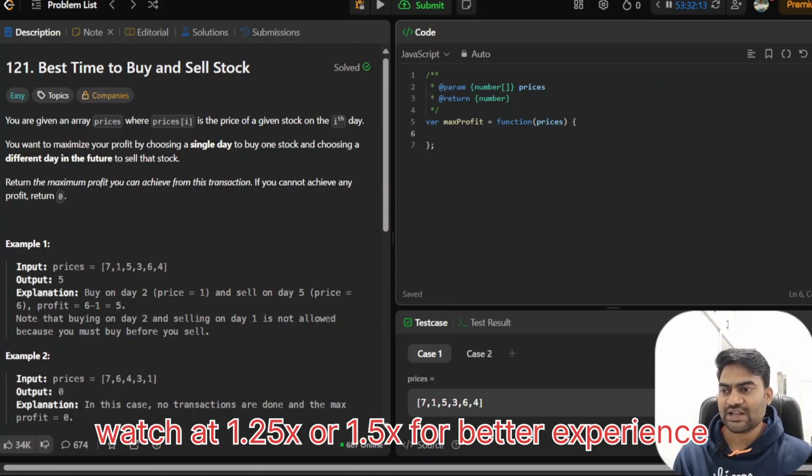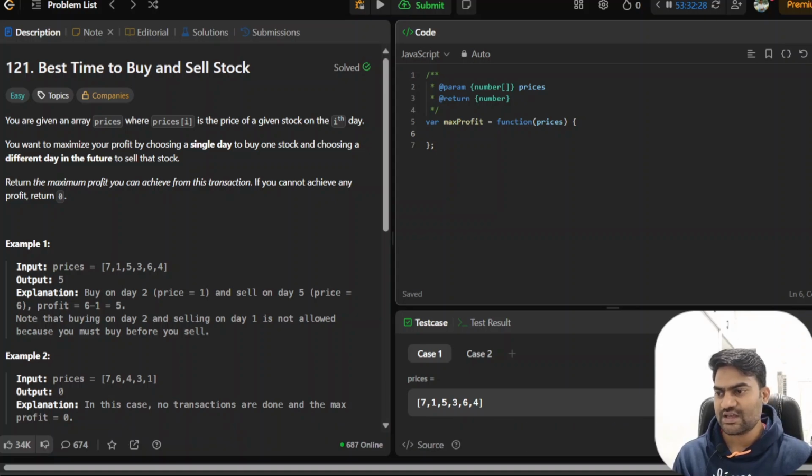It states you are given an array prices where prices[i] is the price of a given stock on the ith day. You want to maximize your profit by choosing a single day to buy one stock and choosing a different day in the future to sell that stock. Return the maximum profit you can achieve from this transaction. If you cannot achieve any profit, then you can return 0.